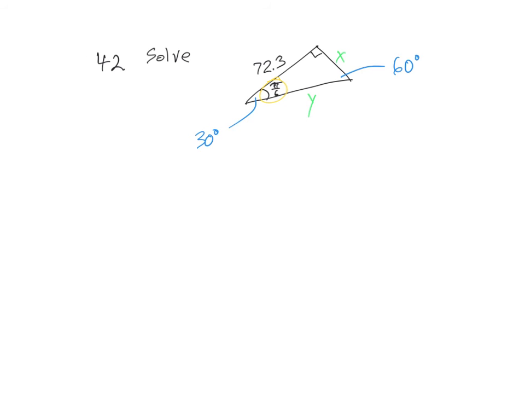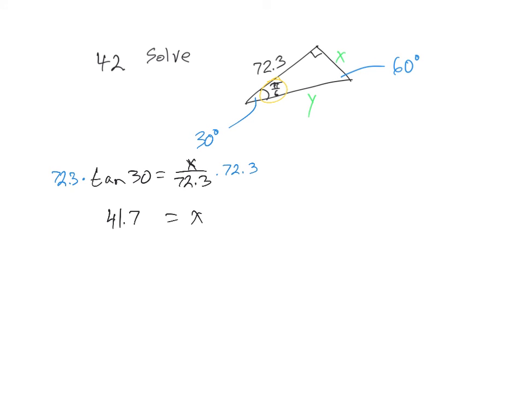So from 30 degrees, if I want to find x, that's the opposite leg, and I've been given the adjacent leg. So that's tangent of 30 is the opposite leg over the adjacent leg, 72.3. And now we just solve by multiplying by 72.3 on both sides. And then we'll get x all by itself. So 72.3 times the tangent of 30. And that's 41.7.